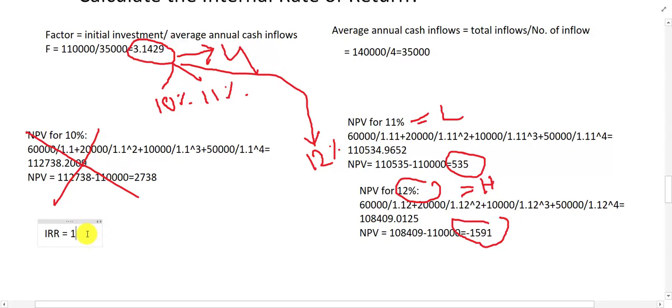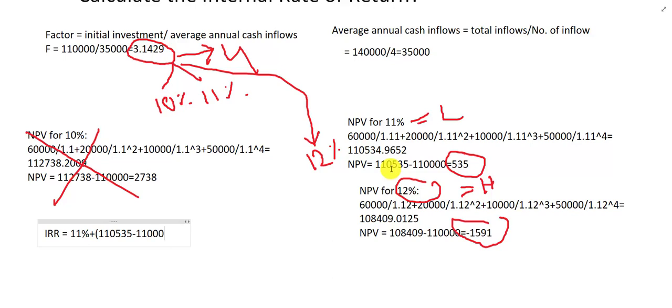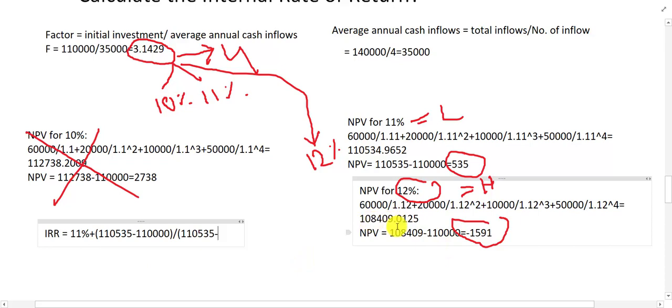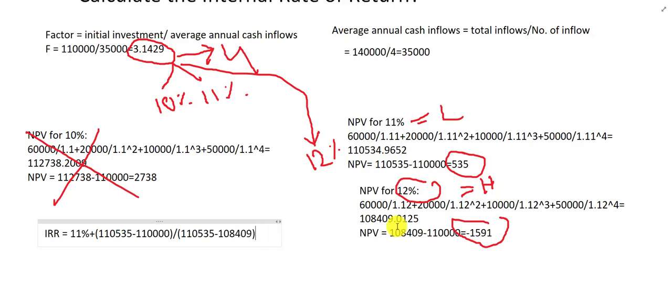So take 11 percentage plus, and of course take the bracket. How much is the present value at the lower rate? Present value at the lower rate is this one, 1,105.35, minus, how much was the cost of the project? Cost of the project is 1,10,000. Take a bracket and divide it. Again, take a bracket, P1 minus P2. P1 again, this one, 535, right? Minus how much present value at the higher rate? Present value is this one, 108,409, right? So I can close it, and both should be multiplied by 12 percentage minus 11 percentage, right? Then bracket close.